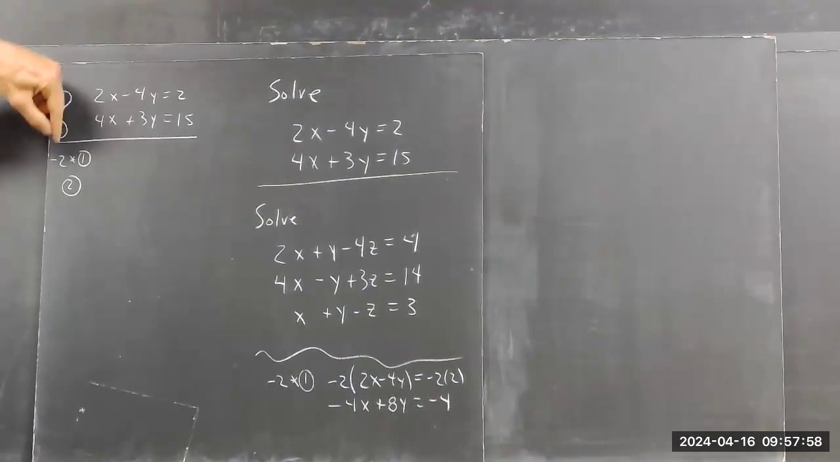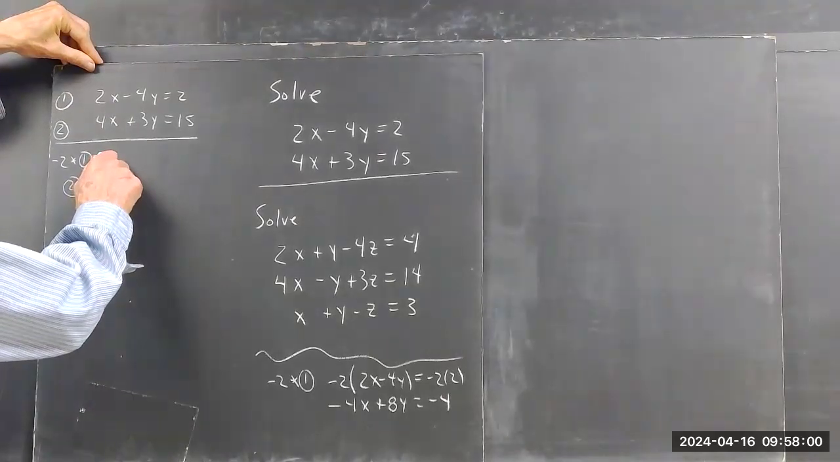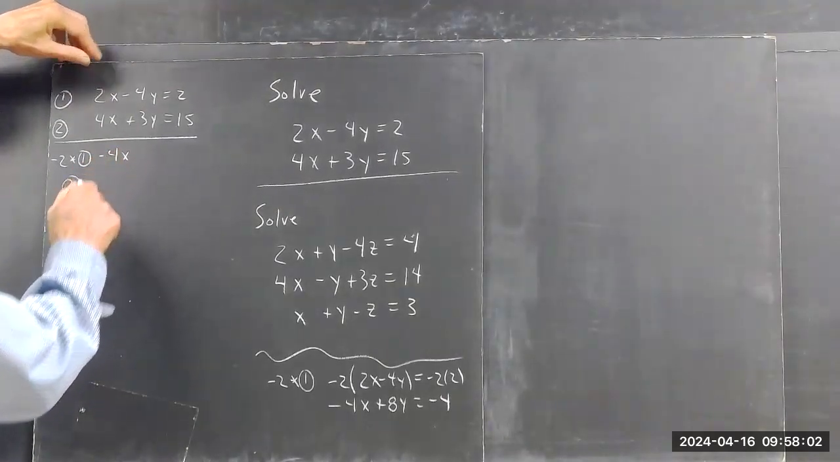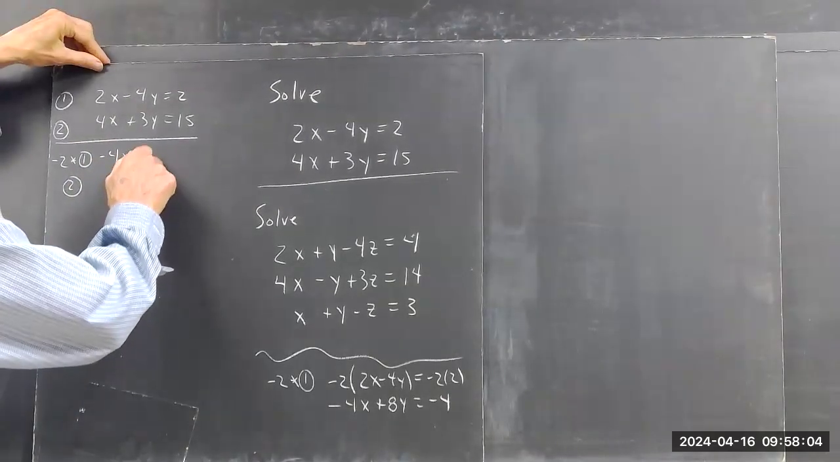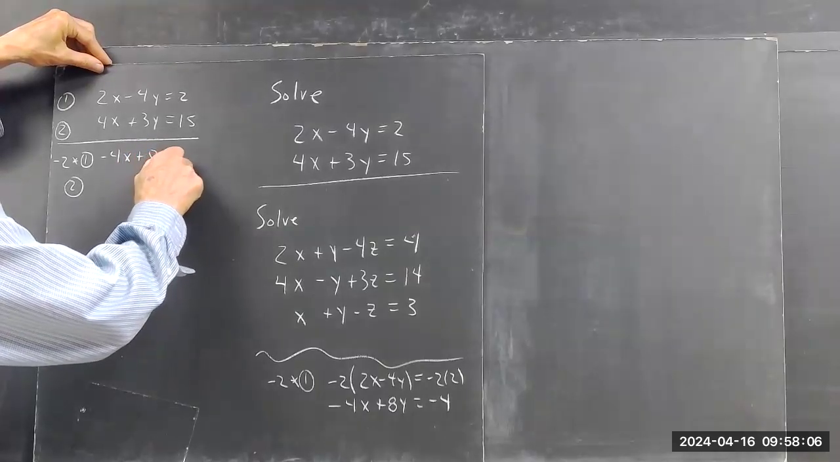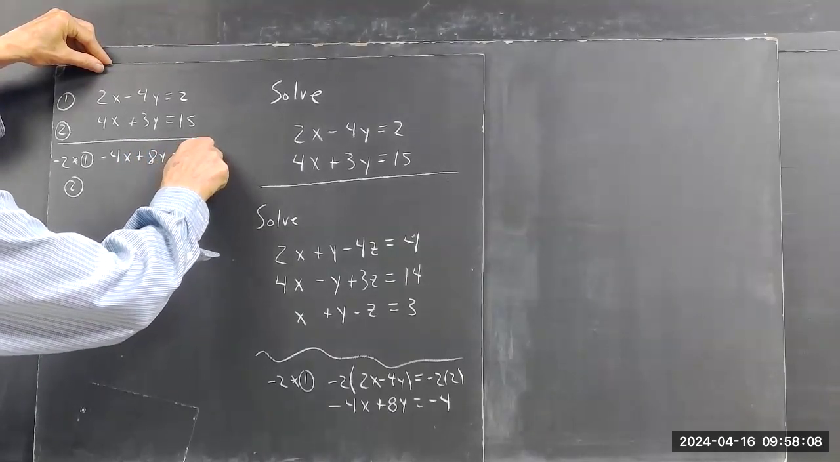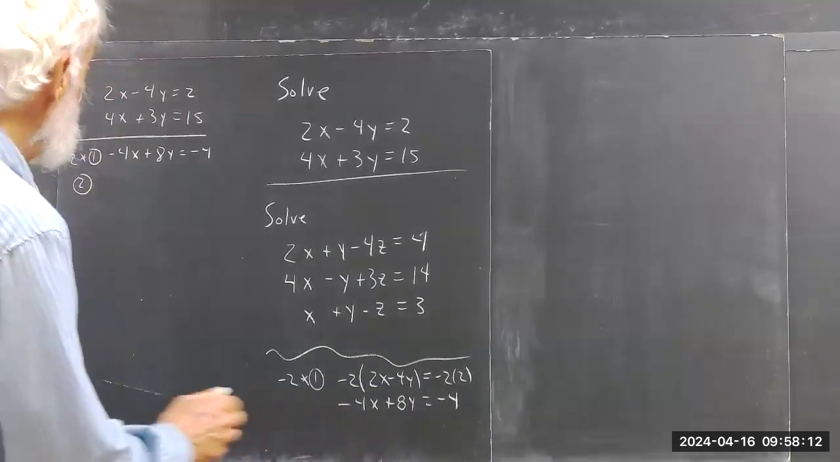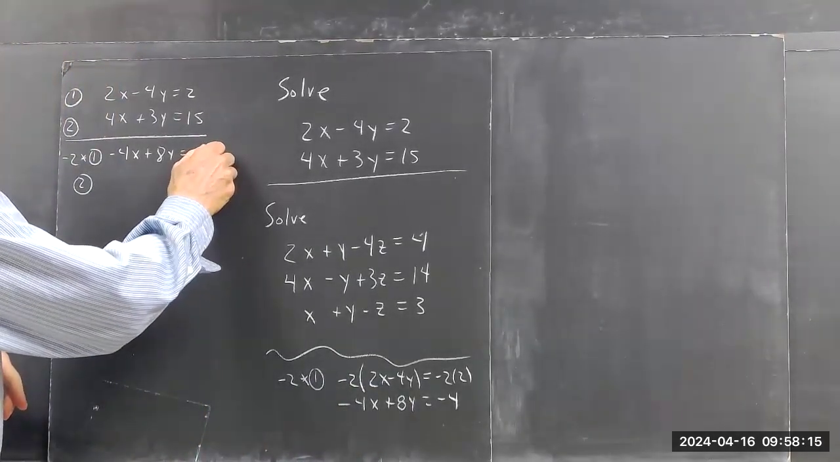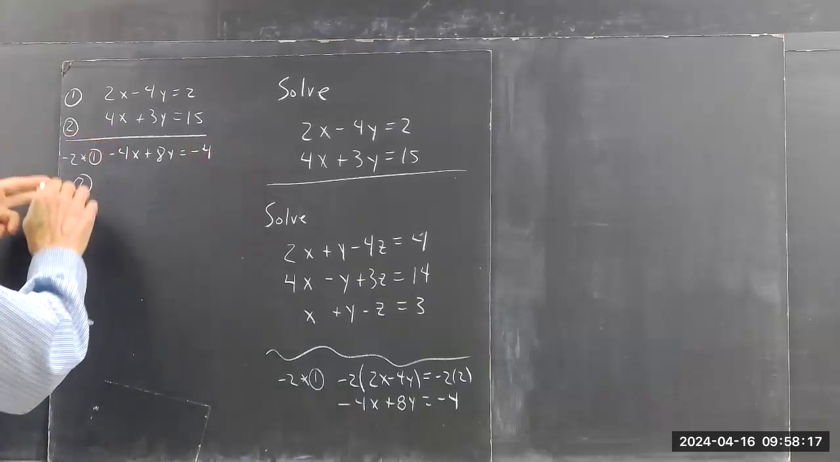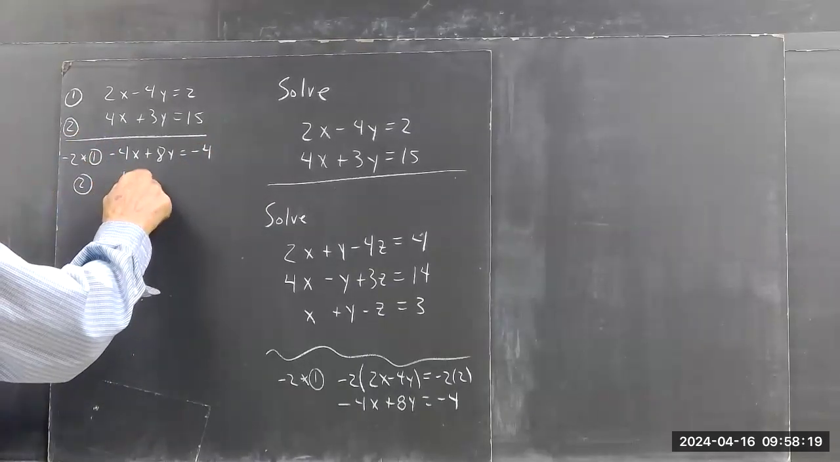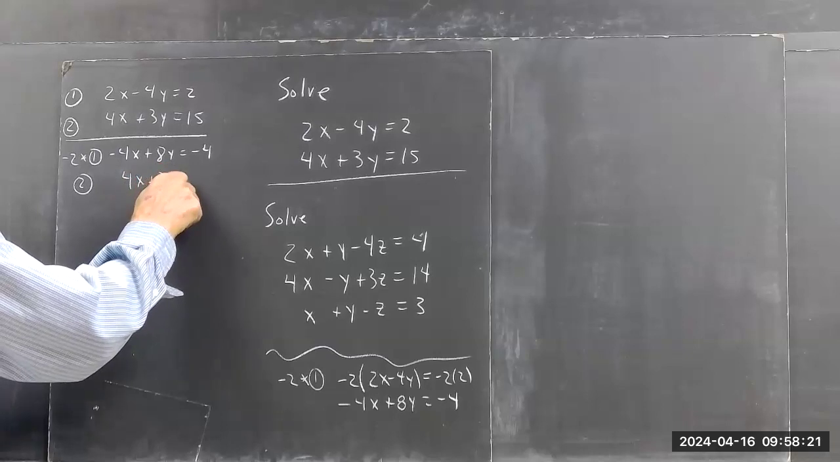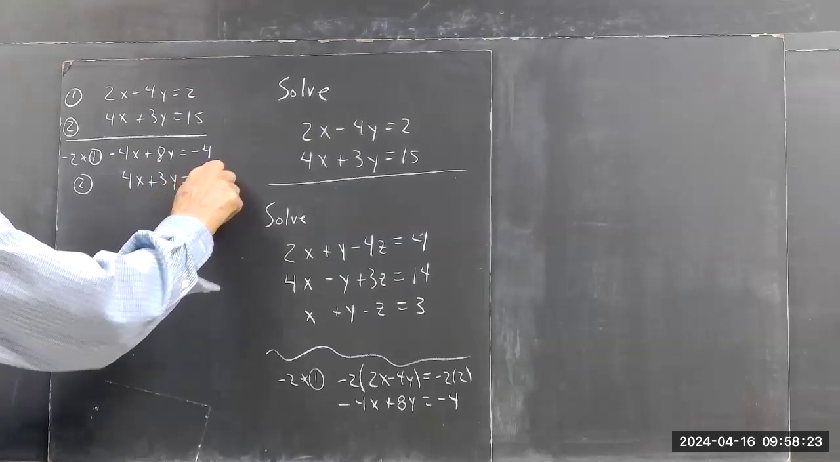And you can see that. We multiply 2 by -2, we get -4x. Multiply 2 by -4, we get 8, so that's going to be 8y. And -2 times 2 gives us -4. And that matches what we have down here. Then we write equation 2, which is 4x plus 3y equals 15.